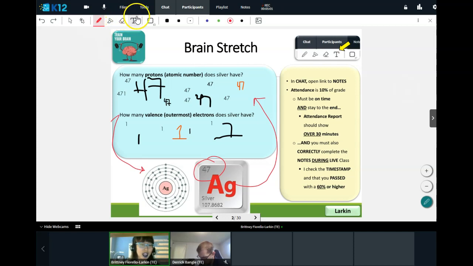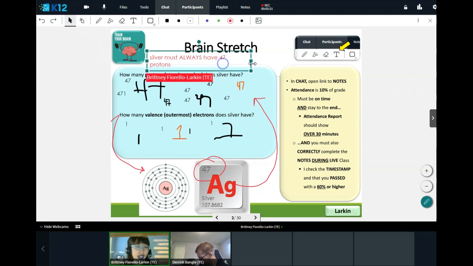So you are correct. Silver has 47 protons, and must always have 47 protons, because these 47 protons, our atomic number, are the identity of silver. If it had a different number of protons or a different atomic number, it would not be silver. So it has to always have 47 protons, has to always have an atomic number of 47.